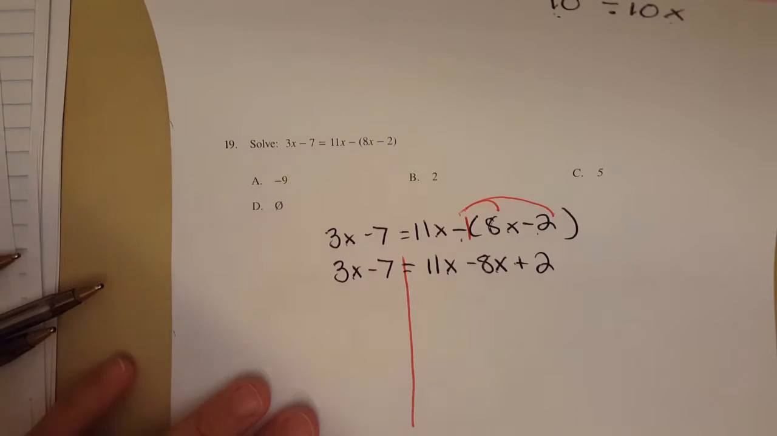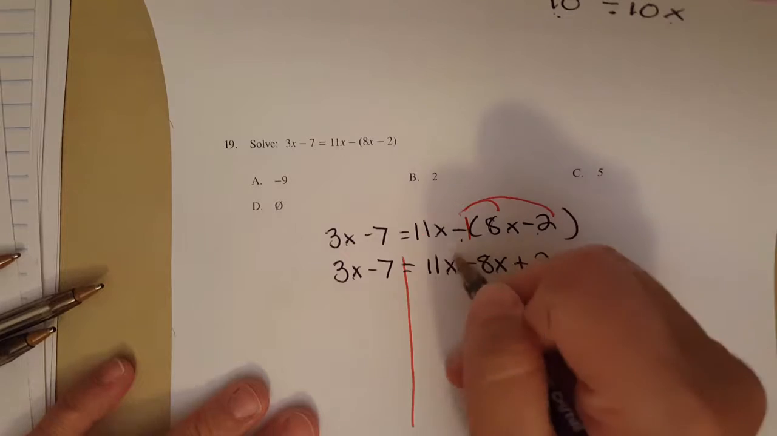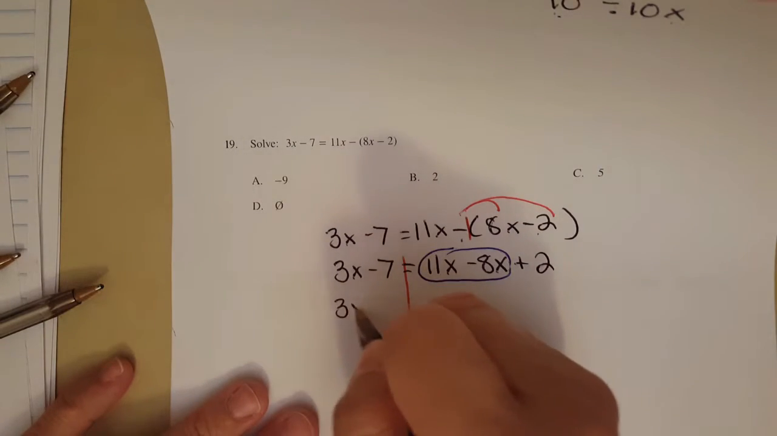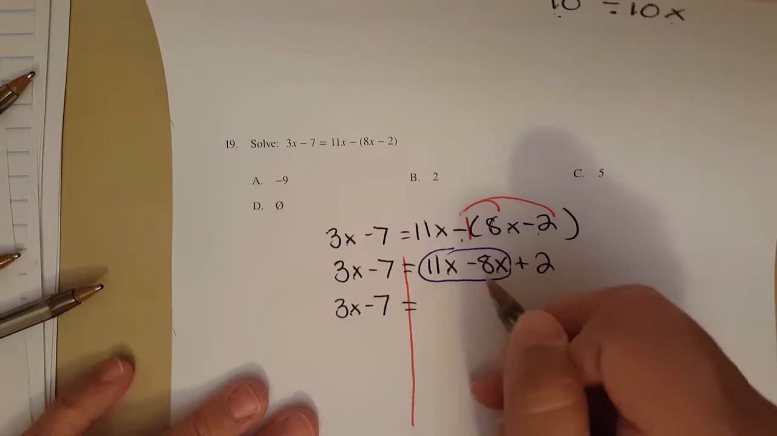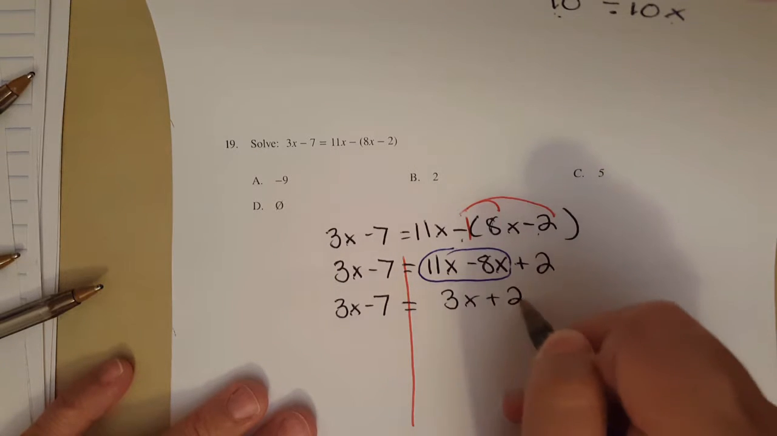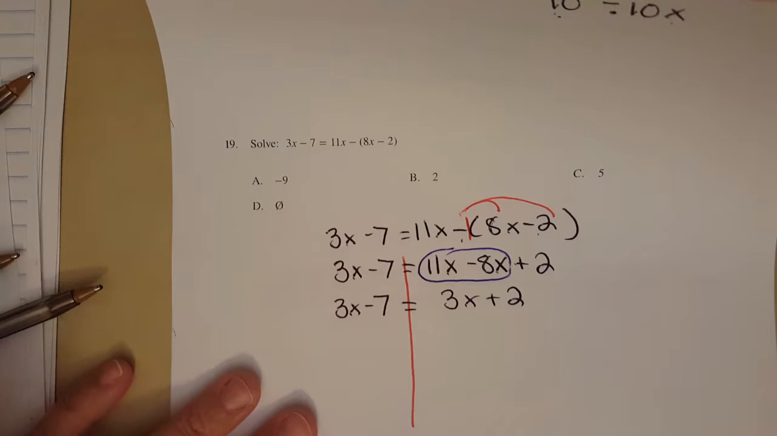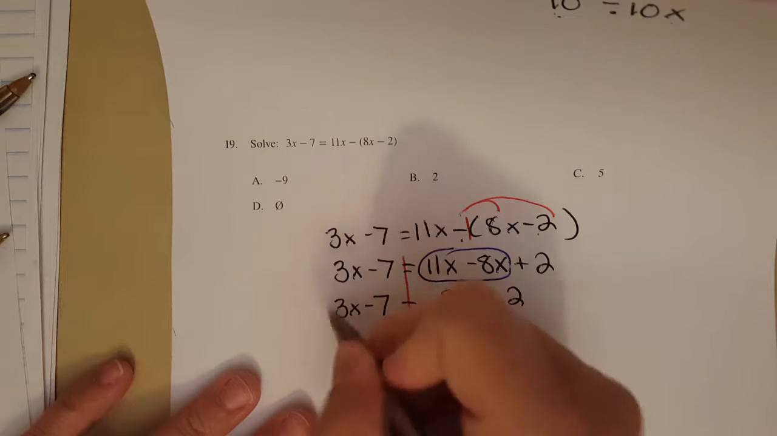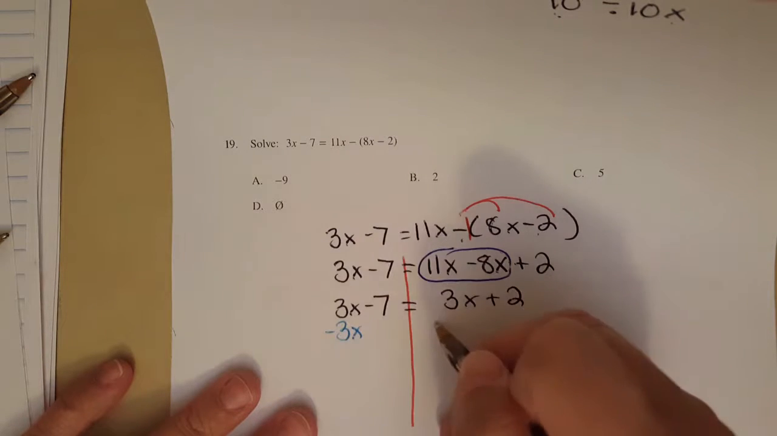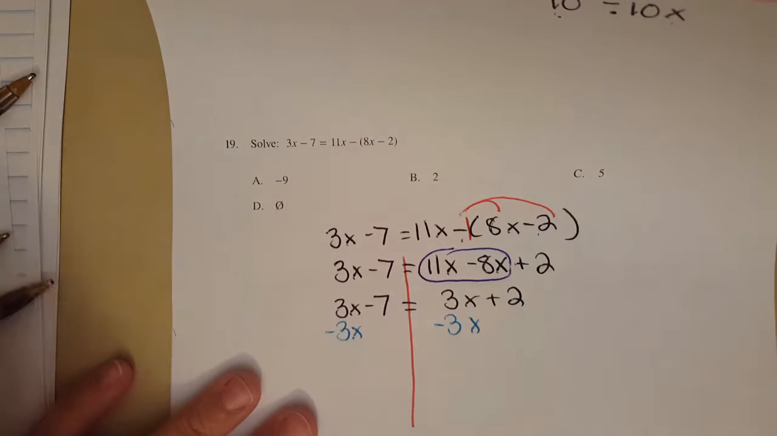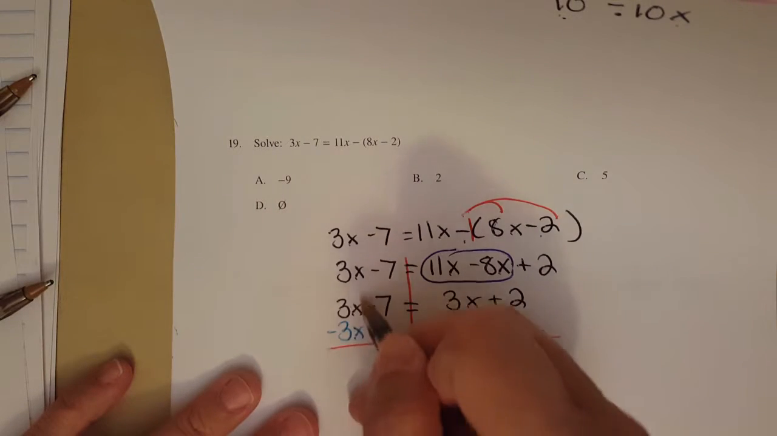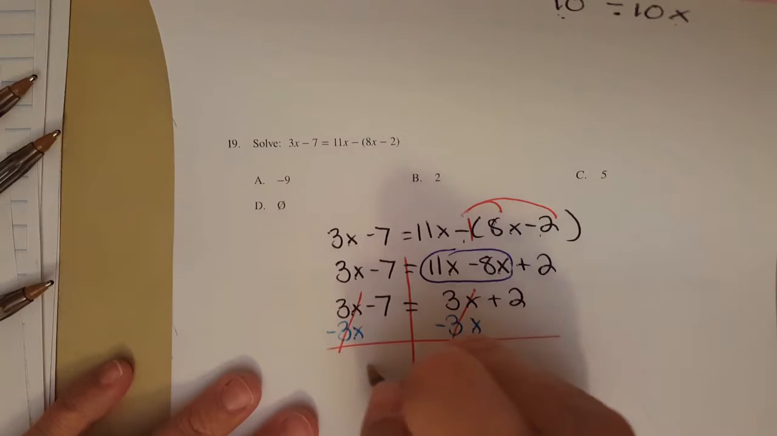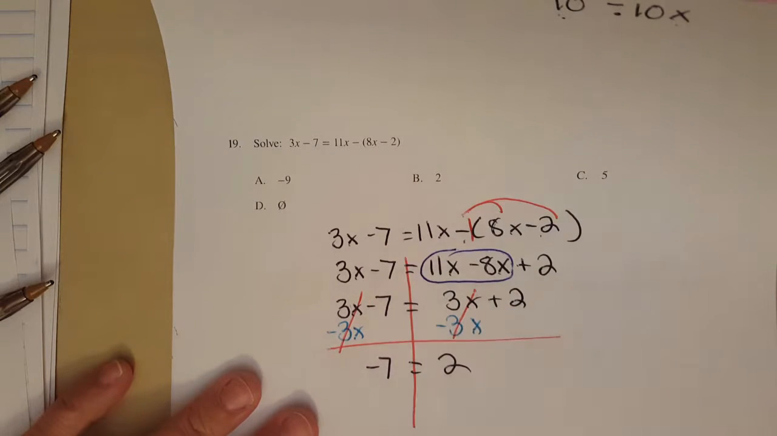Now we're going to look for like terms. On the right side, I have 11x minus 8x. They are like terms. They are on the same side. So we just do 11x minus 8x, which is 3x. So now, my next step, I'm going to work with my variables. I have 3x, so the opposite is negative 3x or minus 3x. I'm going to do that on both sides. 3x minus 3x is 0. 3x minus 3x is 0. I'm left with negative 7 equals 2.